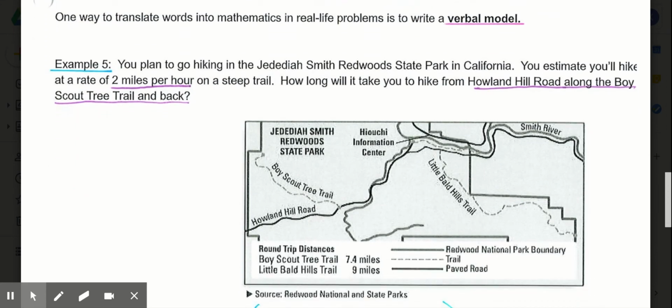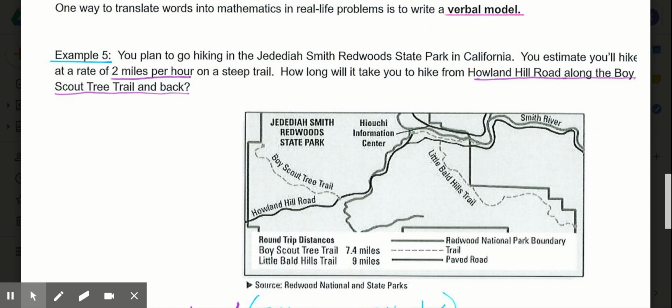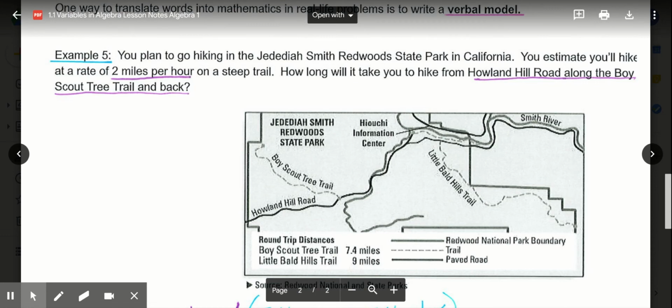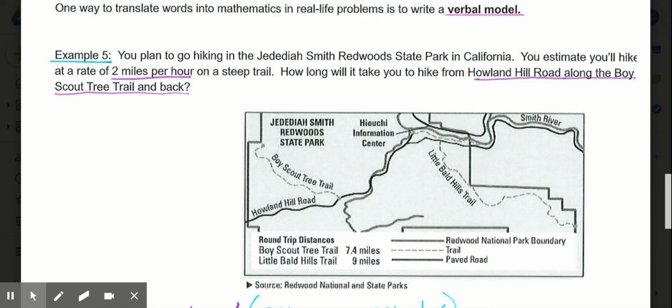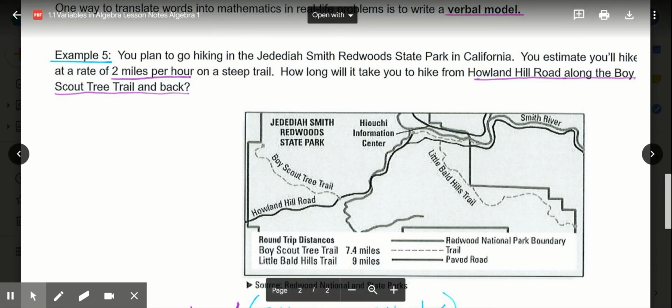So in example 5, you plan to go hiking in the Jedediah Smith Redwood State Park in California. You probably don't want to go camping right now in the time of COVID out in California, but hey, take your risks if you want to travel. You estimate you'll hike at a rate of 2 miles per hour. So I just underline that because I'm assuming it's going to be a key piece of info. How long will it take you to hike from Howland Hill Road along the Boy Scout Tree Trail and back?